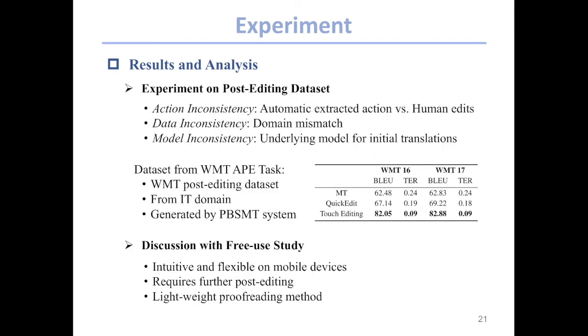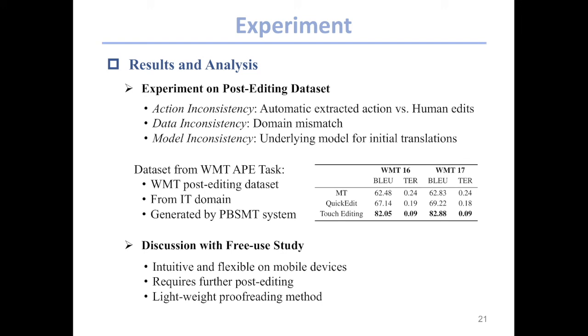So far, our experiment is conducted on simulated dataset. However, in real applications, our method faces three major challenges. The first is action inconsistency. In training data, the translation hypothesis and reference are individually generated. In real applications, the reference is modified from the initial translation, and thus the extracted actions may be different from human-provided actions. The second is data inconsistency.